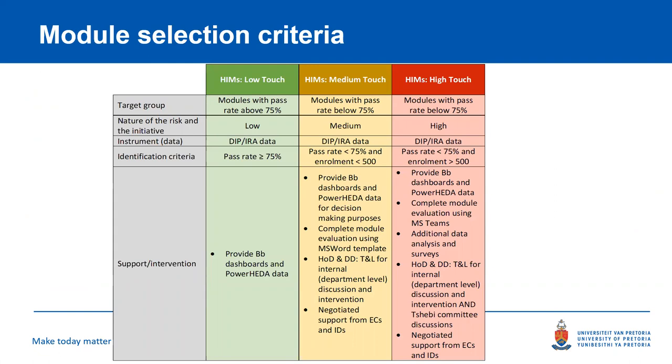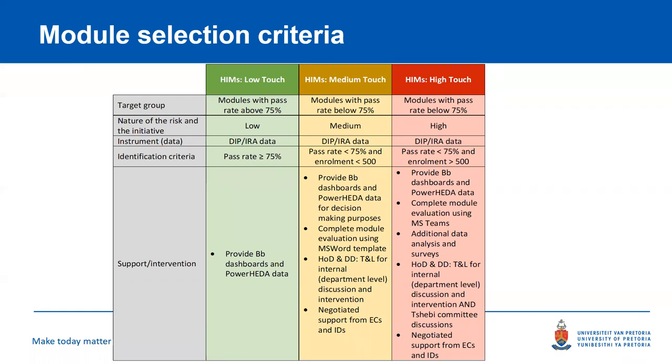Obviously, you would not be able to do module reviews for all modules across the campus every single year. So we've set up criteria to look at high impact modules. Now, a high impact module has two criteria. Well, it basically has one criteria, and it is students or modules with a pass rate less than 75%. Then we decided, okay, so we're going to break that up. See, that's a target group, module with a pass rate below 75%. We're going to break it up in two categories, medium touch and high touch.